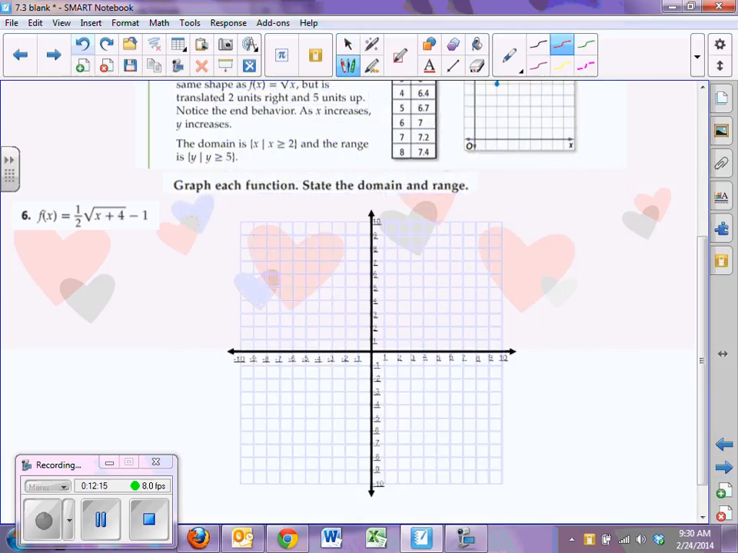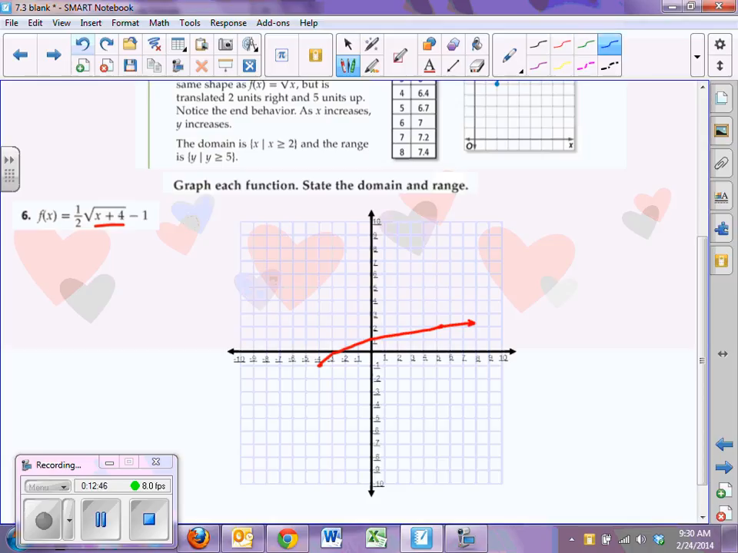I plot a normal graph, 0, 0, 1, 1, 4, 2, 9, 3. Keep going. There's my normal graph. I do plus 4, which means it gets shifted to the left 4, and then minus 1, which means it gets shifted down 1 unit. Well, the 1/2 is really going to change how steep this is, and I propose that it's just going to be taller or shorter. So what we're going to do is plot a couple points.